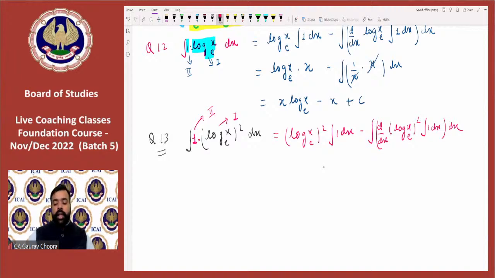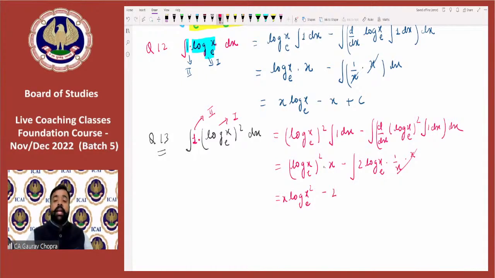Just apply the formula, and this we have discussed in the previous session. So log of x base e whole square, integral of 1 is x, minus, now d by dx of log x square. So it becomes 2 log of x base e, and differential of log x is 1 by x. Then integral of 1 is x. So x and x will get cancelled.